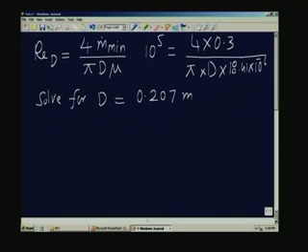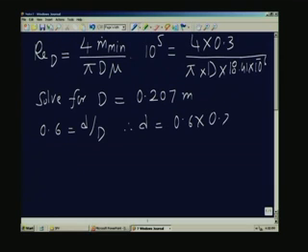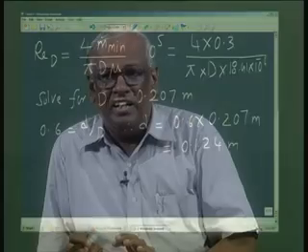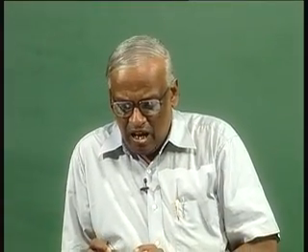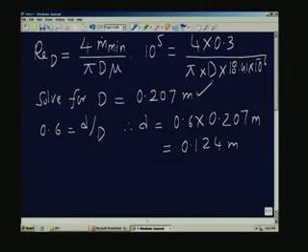0.207 meters, that is 20.7 centimeters. And we are also given beta equal to small d by capital D equal to 0.6, therefore small d is equal to 0.6 into 0.207 meters, and this value is 0.124 meter. So the Venturi meter has an inner diameter at entry of 0.207 meters. The smallest cross section has a value of 0.124 meters.